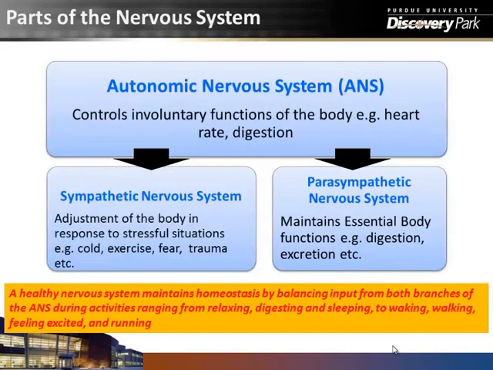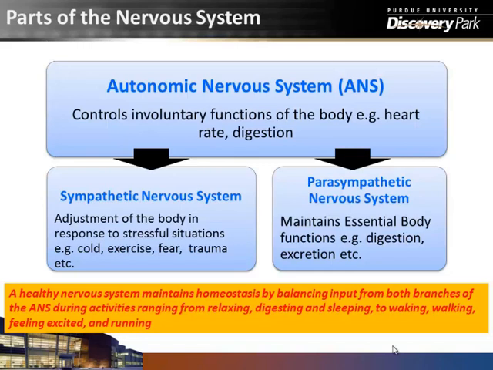The autonomic nervous system, in turn, is composed of the sympathetic nervous system and the parasympathetic nervous system. The sympathetic nervous system is responsible for adjusting the body in response to stressful situations like cold, exercise, fear, or trauma. And it generally has an effect to increase the activity of the target organs, like an increase in the heartbeat in case of fear, for example. The parasympathetic nervous system, on the other hand, has a calming effect, maintains essential body functions like digestion and excretion, etc.